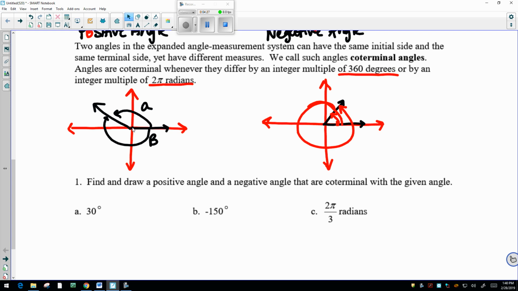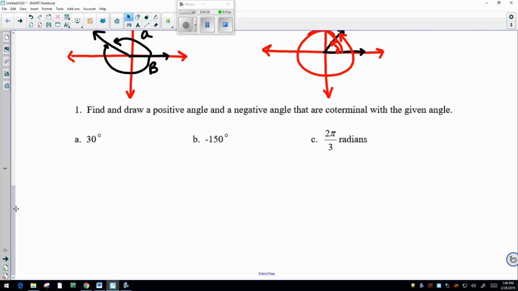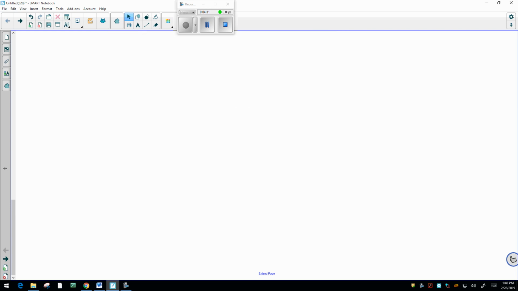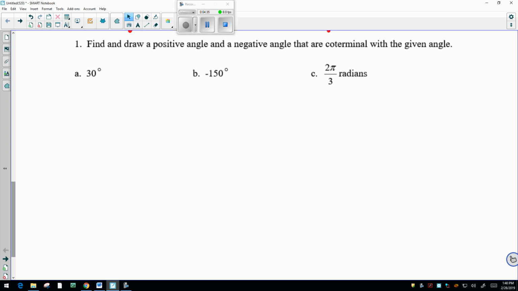Okay, so calculation-wise, what is that going to look like? So if we're trying to find coterminal angles numerically, we know that they're going to differ by 360. So I could find a positive and a negative coterminal angle. So if I wanted to find a positive coterminal angle and it differs by 360, I could just think add 360. Okay, so 30 plus 360, that would get me 390. So a 30-degree angle and a 390-degree angle, they could be coterminal.